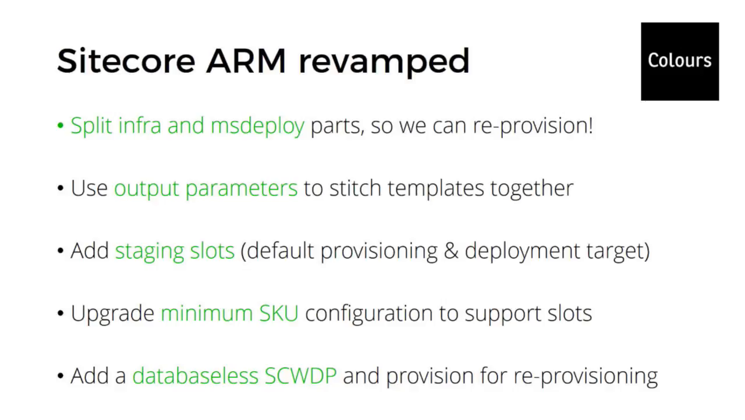We're going to add staging slots, and we're going to upgrade the minimum SKUs because they're configured. Sitecore uses the basic SKU, and that's too small. You can't use staging slots in that. And the last step, which is quite a big one, is we're going to create databaseless Sitecore web deploy packages. The web deploy packages delivered by Sitecore, SCWDPs, have to be stripped from their databases to reprovision without overwriting the database.